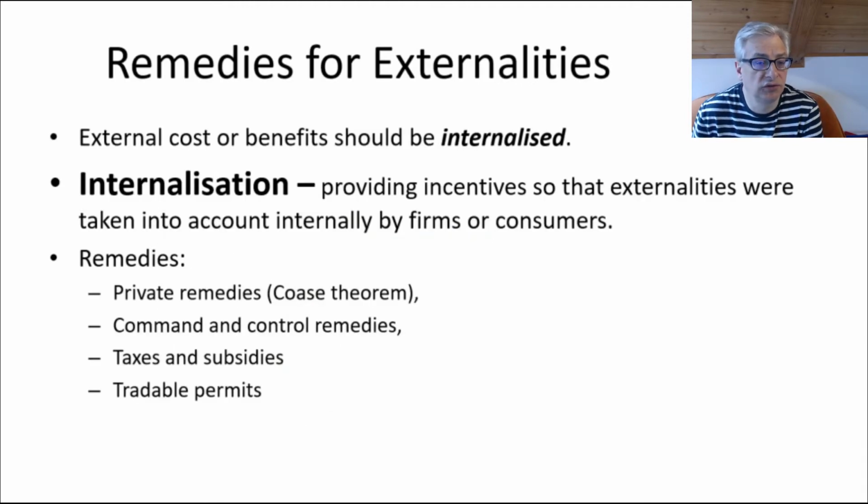What are the remedies for externalities? Can we do something about this kind of market failure? Well, yes, we can. Actually, if some costs or benefits are external, we should try to make them internal. We should try to make the market notice them. So there are some remedies proposed. You can see 4 of them: private remedies based on the Coase Theorem, command and control remedies, taxes and subsidies, and tradable permits. We are going to discuss them briefly.